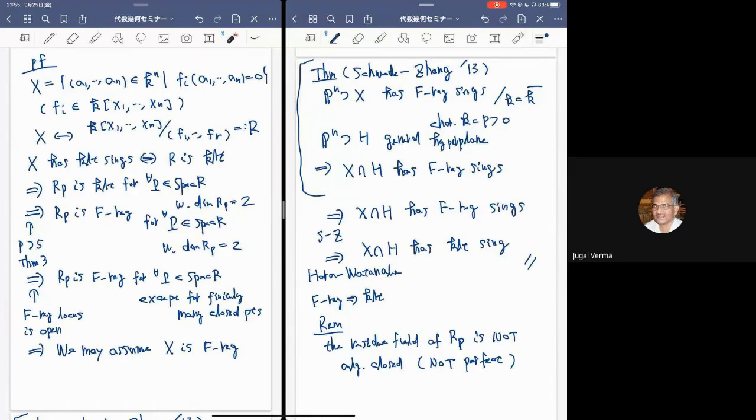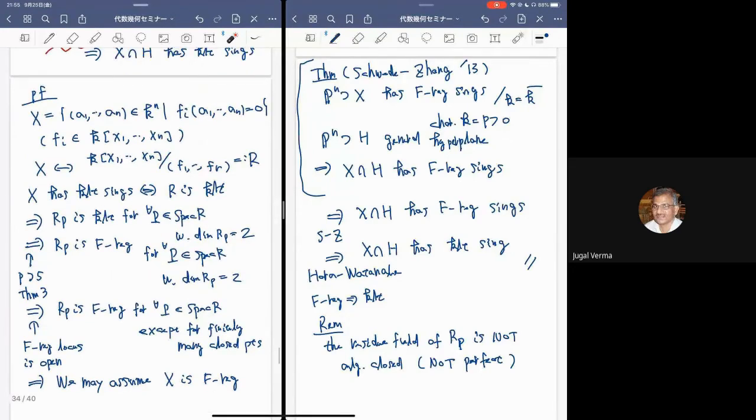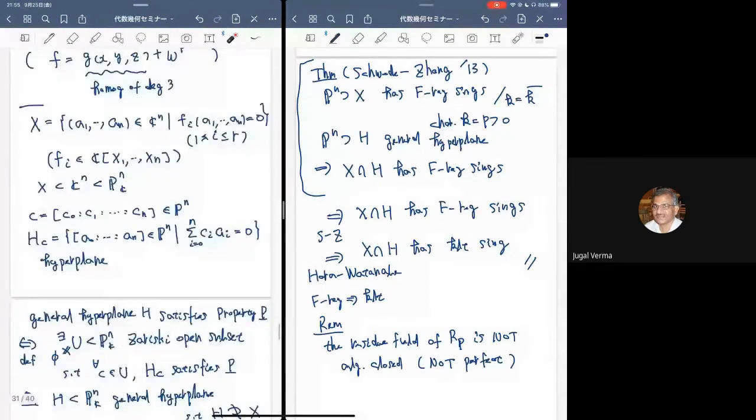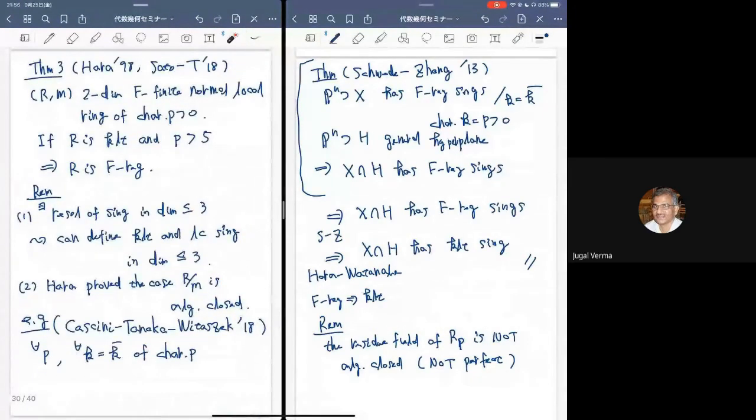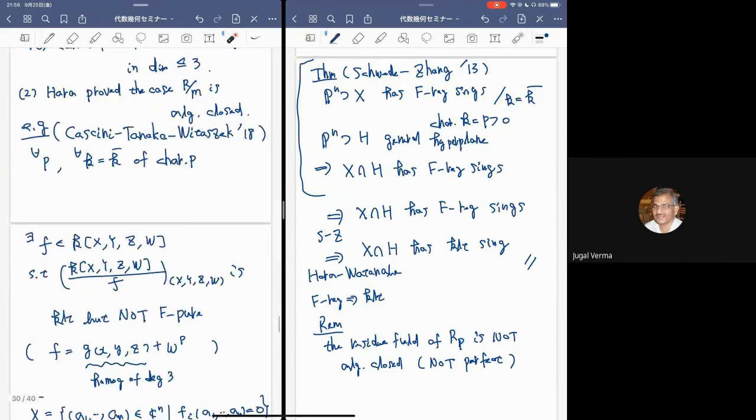Let me go back to theorem 3. If the residue field is algebraically closed, it was proved by Hara more than 20 years ago, but Sato and I generalized Hara's result to the case where the residue field is not necessarily algebraically closed, just a finite field. So this is because of this application.